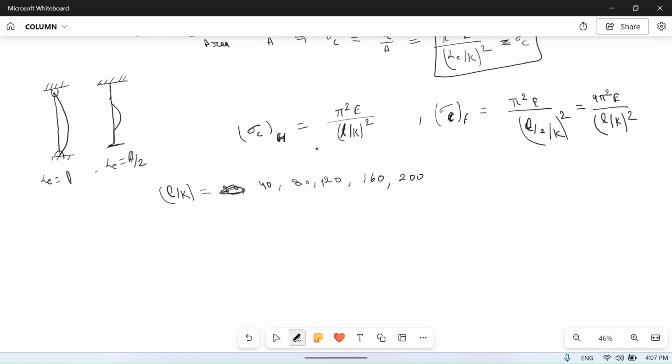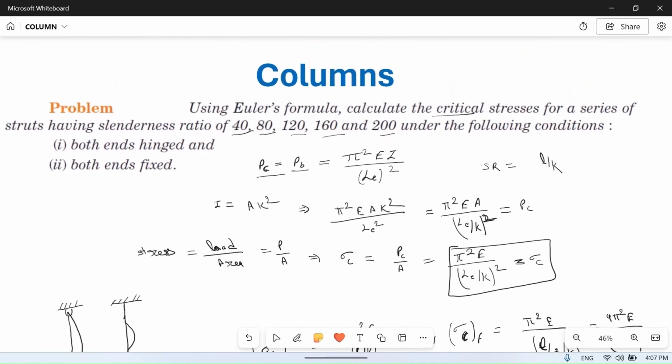So this is the formula. We will put L by K equal to 40. So sigma C for 40 will become pi square into E divided by L by K, which is 40 square. So it will become pi square into E, which is 2.05 into 10 to the power 5.